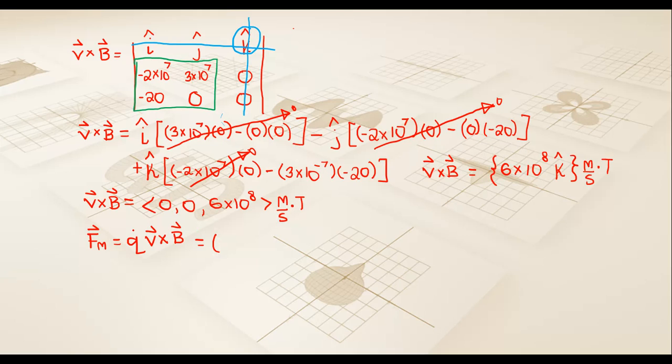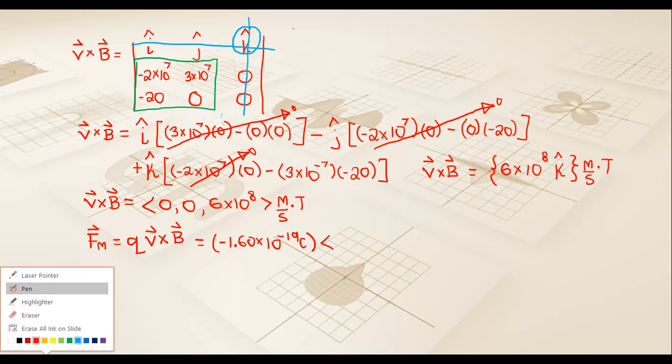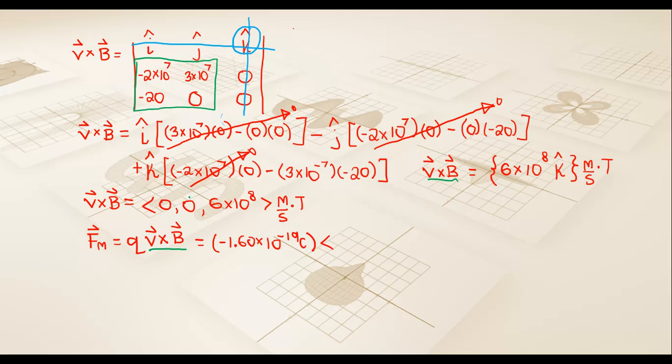Now notice right here, we're not figuring out the absolute value of Q. So this would actually be the full charge of an electron, negative 1.60 times 10 to the negative 19 coulombs. And then we're going to multiply this by that vector cross product we just figured out. So we're going to multiply by that ordered triple I just identified. That ordered triple is 0, 0, 6 times 10 to the 8 meters per second times Tesla.